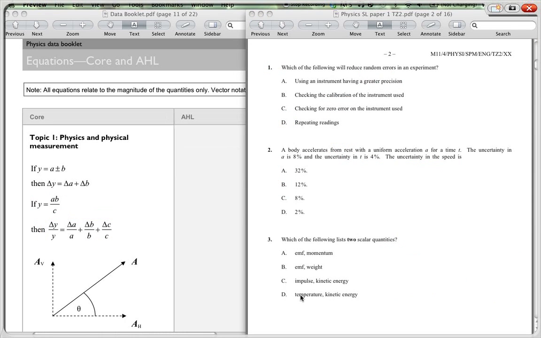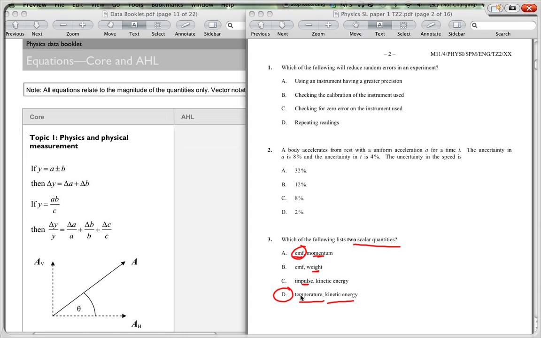Which of the following lists two scalar quantities? Now, your EMF is your electromotive force. This is actually your voltage. And your momentum, the momentum is a vector. Your weight is a vector because it's a force. Your impulse is a change in momentum, and that has a certain direction because momentum is a vector. So D would be the correct one, your temperature and your kinetic energy. Question 3 would be D.